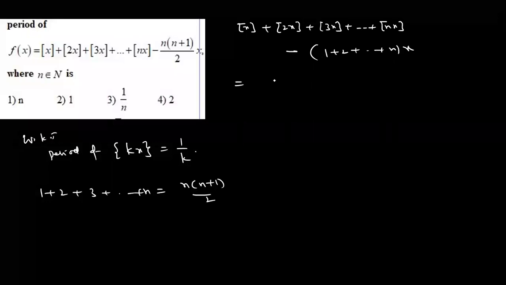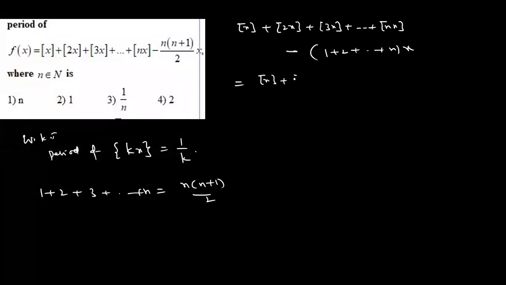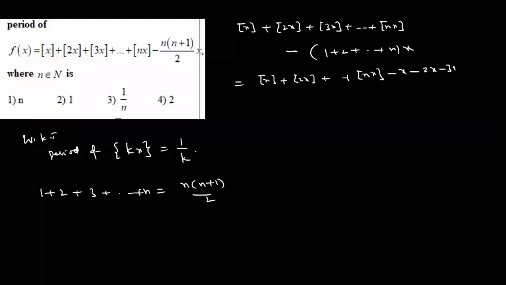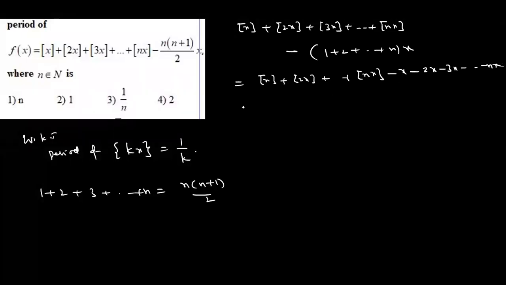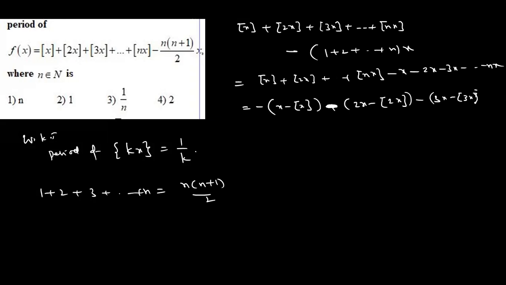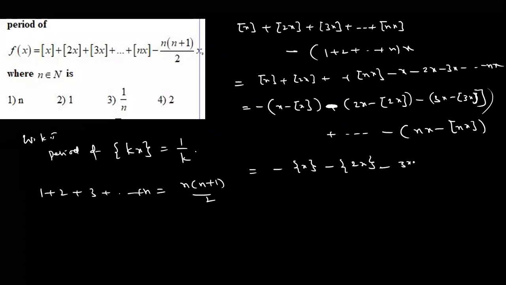Carefully, what I'm doing here: minus x, minus 2x, minus 3x, and so on, minus nx. Take minus as a common factor: x minus integral part of x, plus 2x minus integral part of 2x, like that, 3x minus, and so on, nx minus integral part of nx. What is the answer? Minus fraction part of x, 2x, 3x.